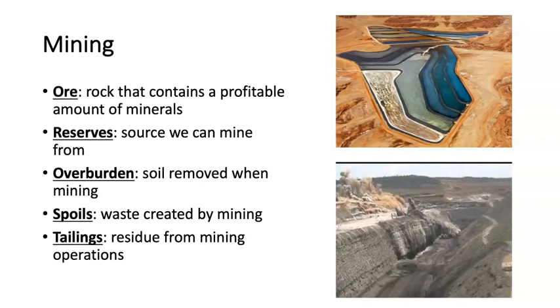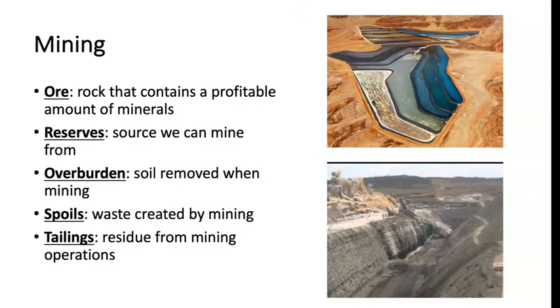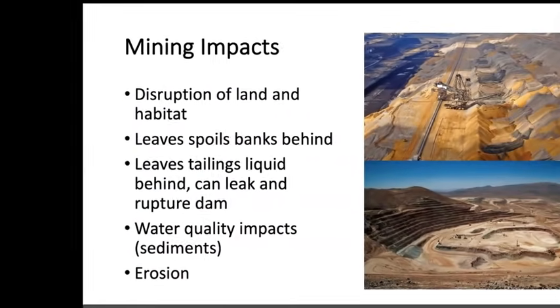Overburden is the soil that we remove when mining. So if you look at the picture in the bottom right, you can see they're digging down. So anything that was soil covering where that kind of ditch has been created by mining would have been overburden, and they've removed that. Spoils is our waste created by mining. So as we process ore, waste is often created and is left behind. And then tailings is referring to the mining residue from water use during mining processes. So we can see that in the upper right picture, where they have created dams or pools to hold that tailings fluid.